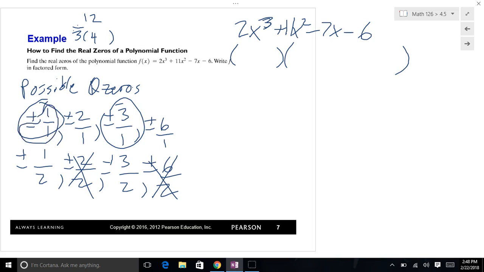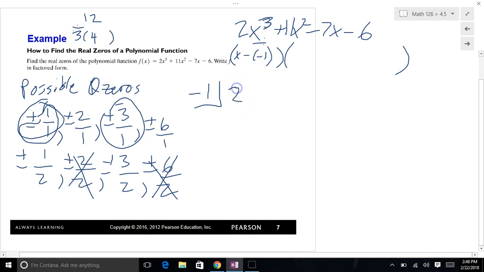Well, if negative 1 is a 0, then x minus negative 1 is a factor. In other words, x plus 1 is a factor, and it'll have no remainder. So I've got to do the division on that. I'm going to try negative 1 in the box and do this division. So I'm going to take 2x cubed plus 11x squared minus 7x minus 6.